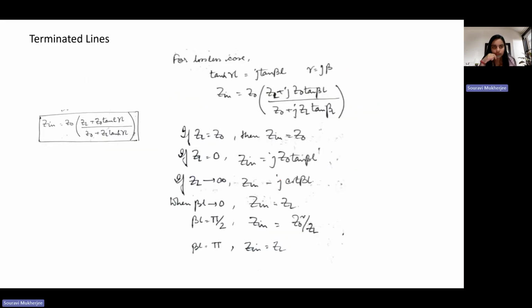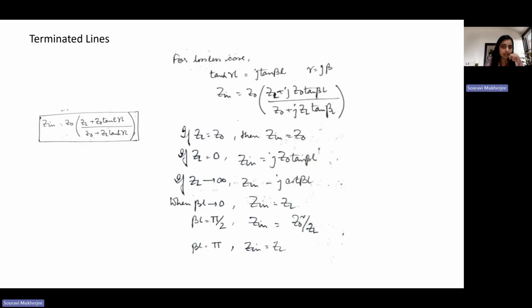Okay. So now there can be all these different cases that can come in depending on the values of R, L, G, and C, what the length of your transmission line is, and how different the different impedances are. So based on that, all different conditions can come up.